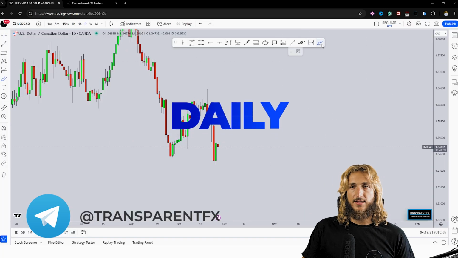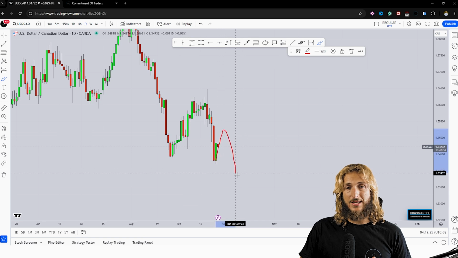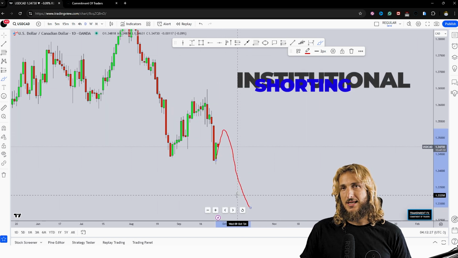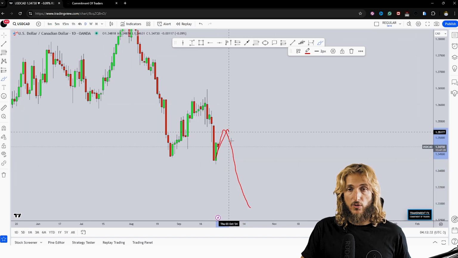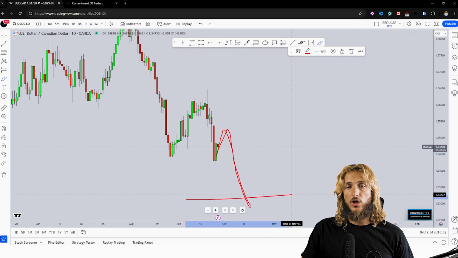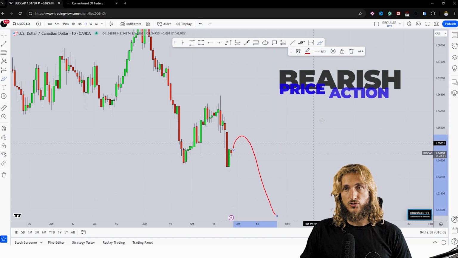So from a daily perspective, as we were saying, institutions seem to be short-term bullish and long-term bearish on USDCAD, which gives the possibility for the market to create a potential deeper correction before then continuing lower to go and test the low of the range, fueled by the institutional shorting.